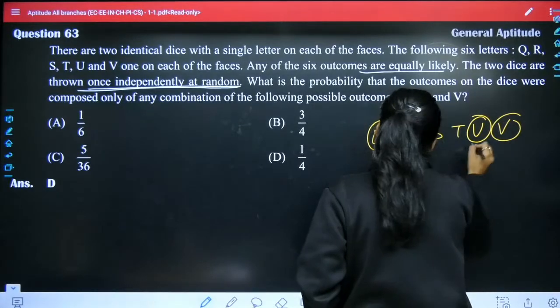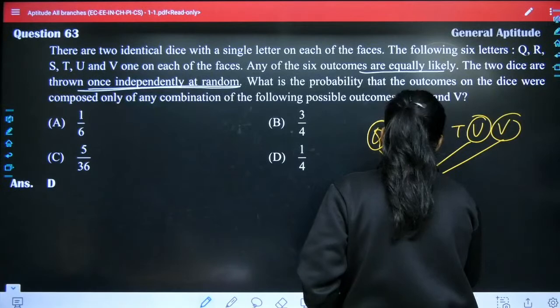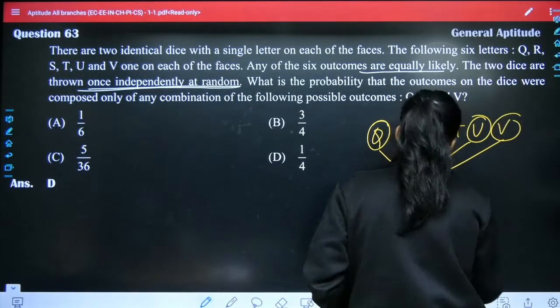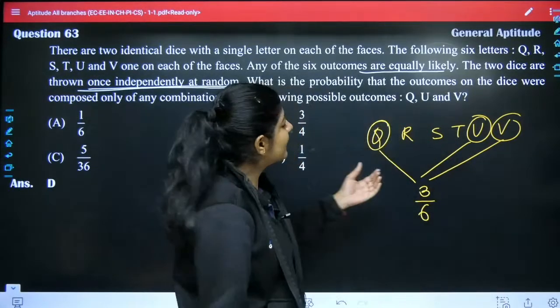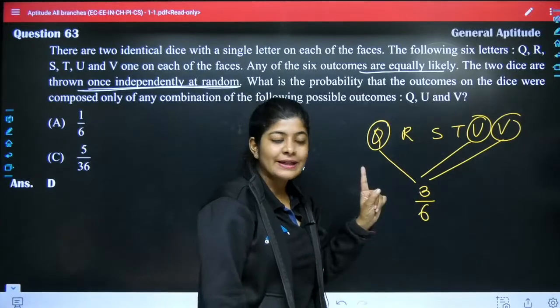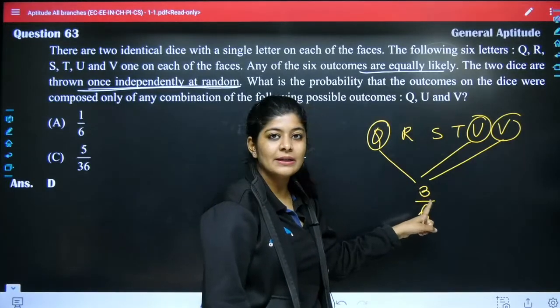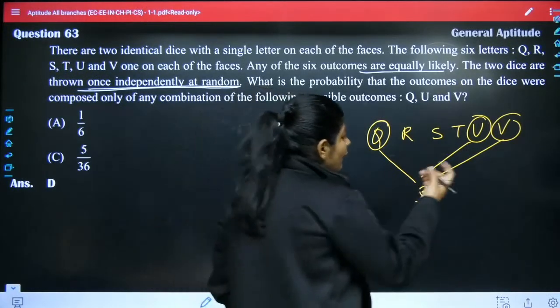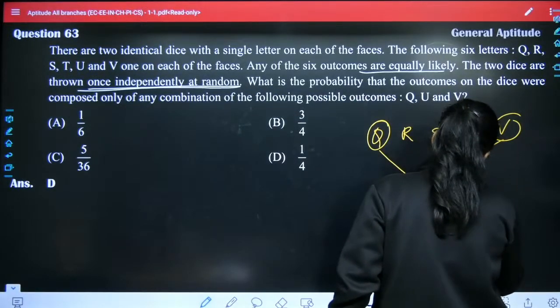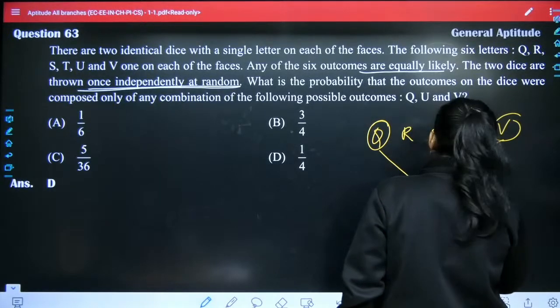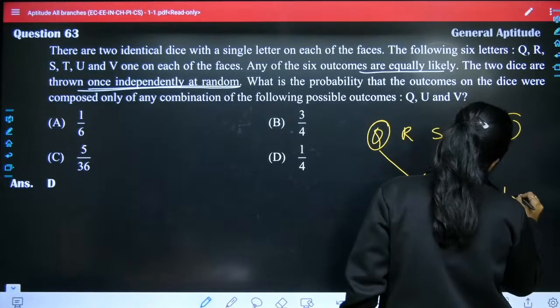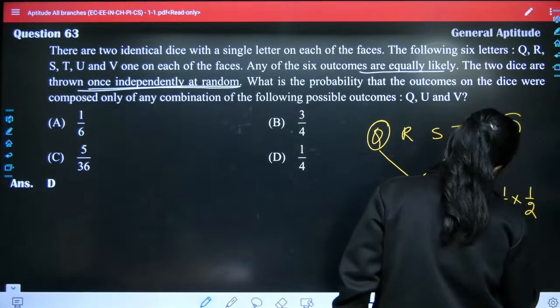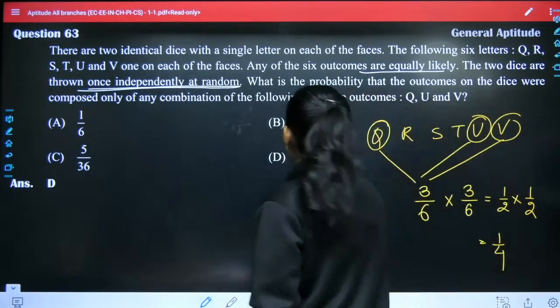So here we can say for one dice we have 3 favorable outcomes and 6 total outcomes. For another dice we have the same condition. So if we multiply, we get 1 by 2 into 1 by 2, and we will get our answer as 1 by 4. That means option D is correct.